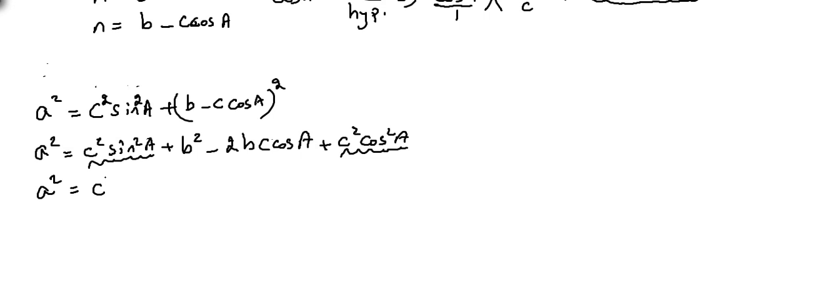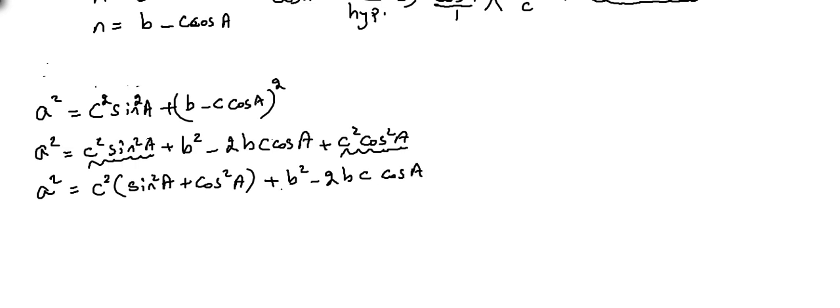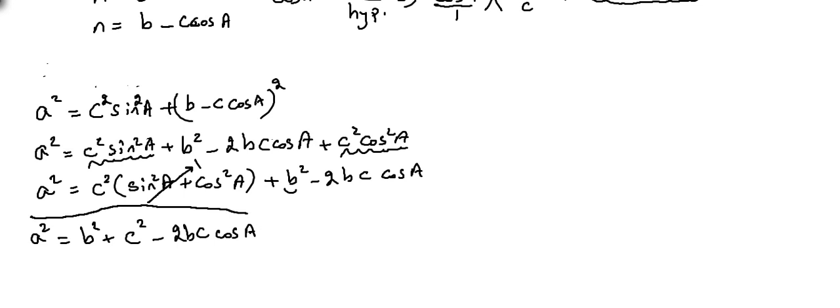Can we factorize it? We take c squared as a common factor outside. What is left is sine squared a plus cosine squared a. Sine squared a plus cosine squared a is a rule that says it's 1. 1 times c squared is c squared. So I end up with a squared equal to b squared plus c squared minus 2 times b times c times cosine of the angle included between the sides b and c, which is a. We call this the cosine rule, or cosine law: a squared equals b squared plus c squared minus 2bc cosine a.